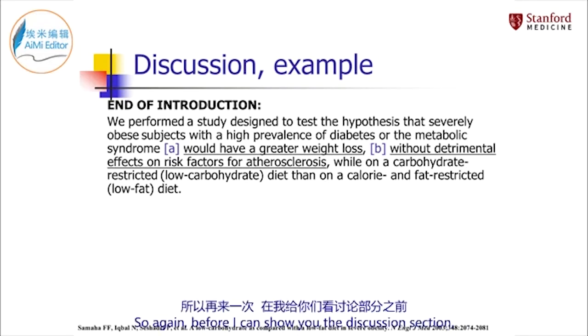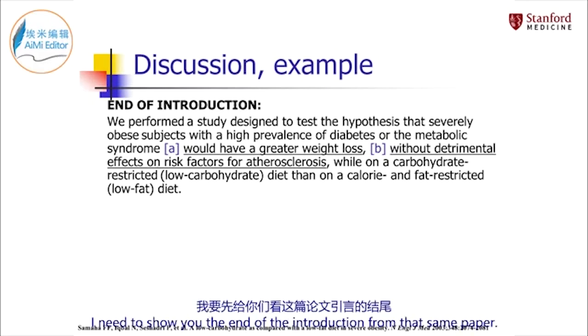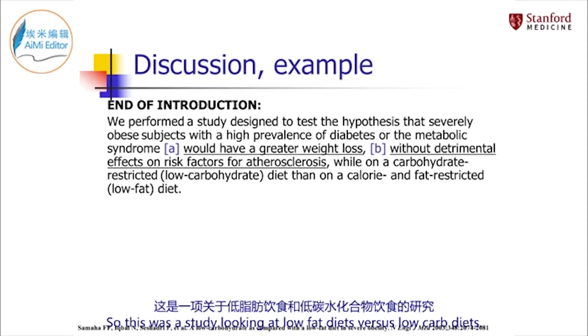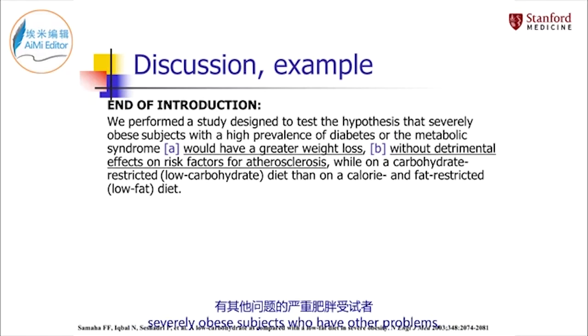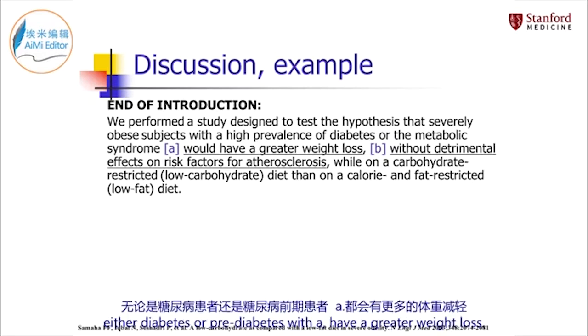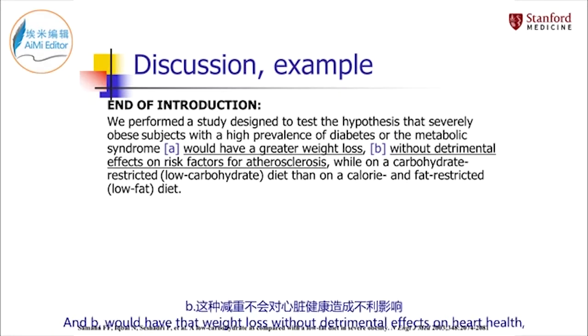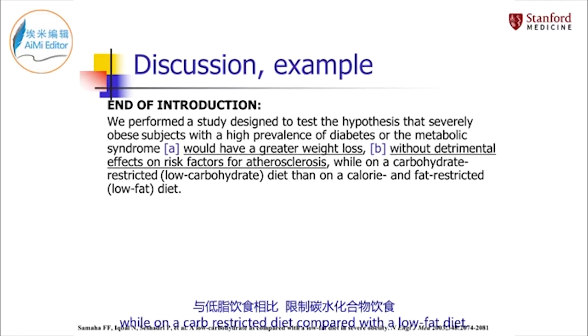So again, before I can show you the discussion section, I need to show you the end of the introduction from that same paper. So this was a study looking at low-fat diets versus low-carb diets. That was a hot topic a few years back. They performed a study designed to test the hypothesis that severely obese subjects who have other problems, either diabetes or prediabetes, would A, have a greater weight loss, and B, would have that weight loss without detrimental effects on heart health, while on a carb-restricted diet compared with a low-fat diet.